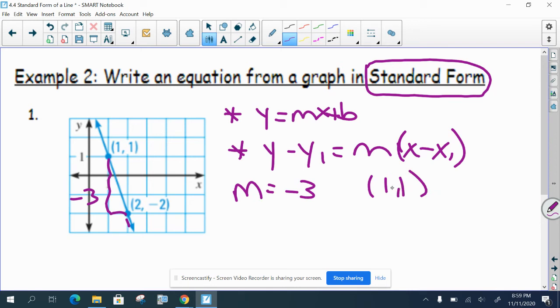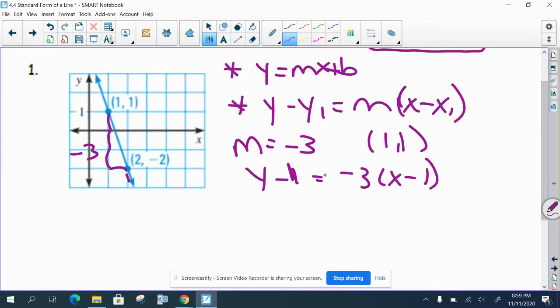So plug one of the points into your point slope form. So we'll do y minus 1 equals -3 times x minus 1. And then you are going to convert it to slope intercept and then convert it to standard. The first step is to distribute the -3. So y minus 1 equals -3x plus 3.